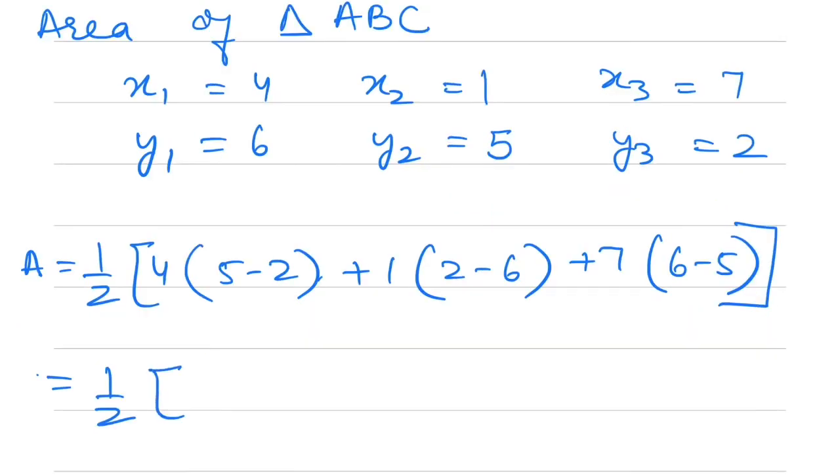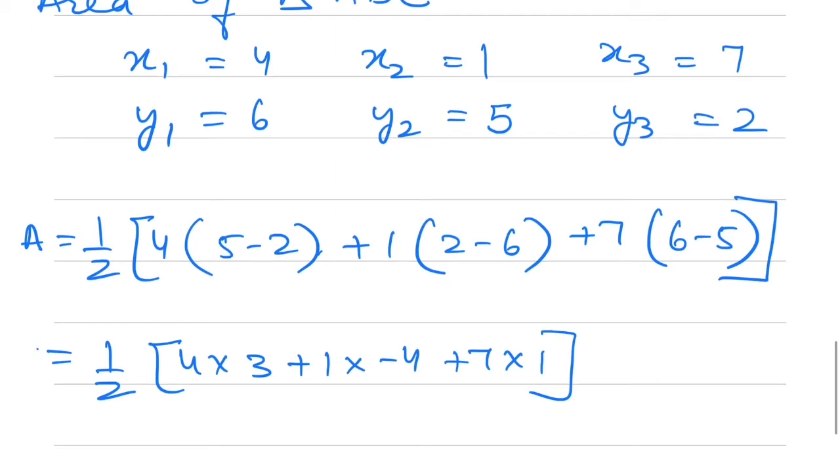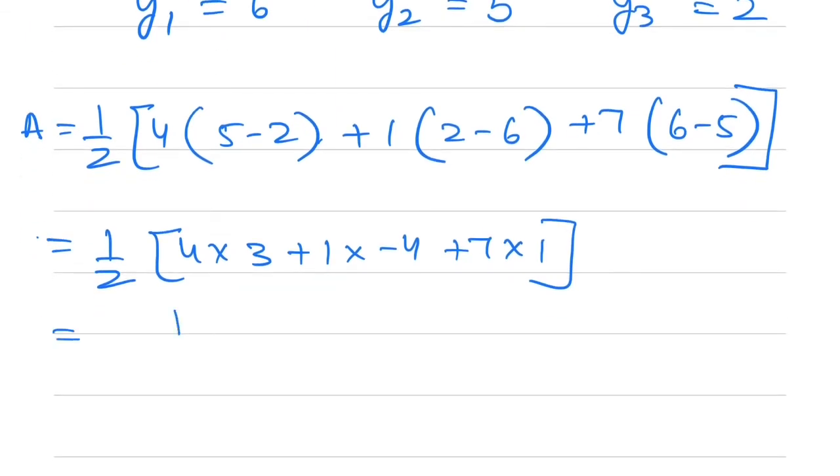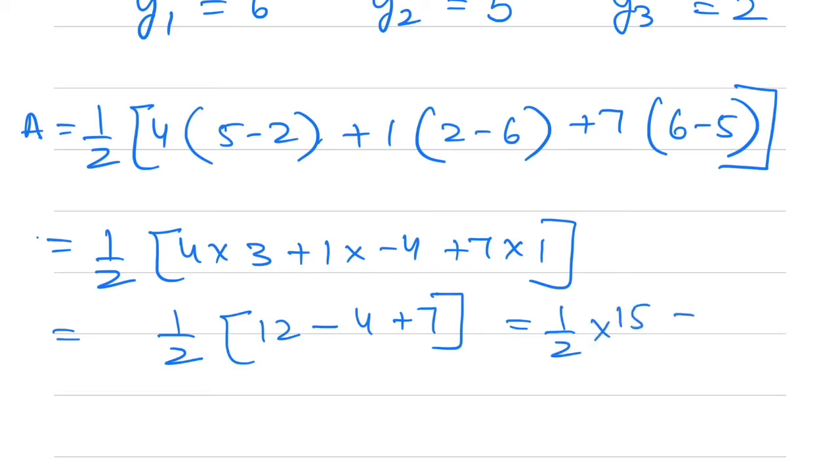Half into 4 into 3 plus 1 into minus 4 plus 7 into 1. So this is equal to half into 12 minus 4 plus 7. So this is equal to half into 15. So 15 by 2.